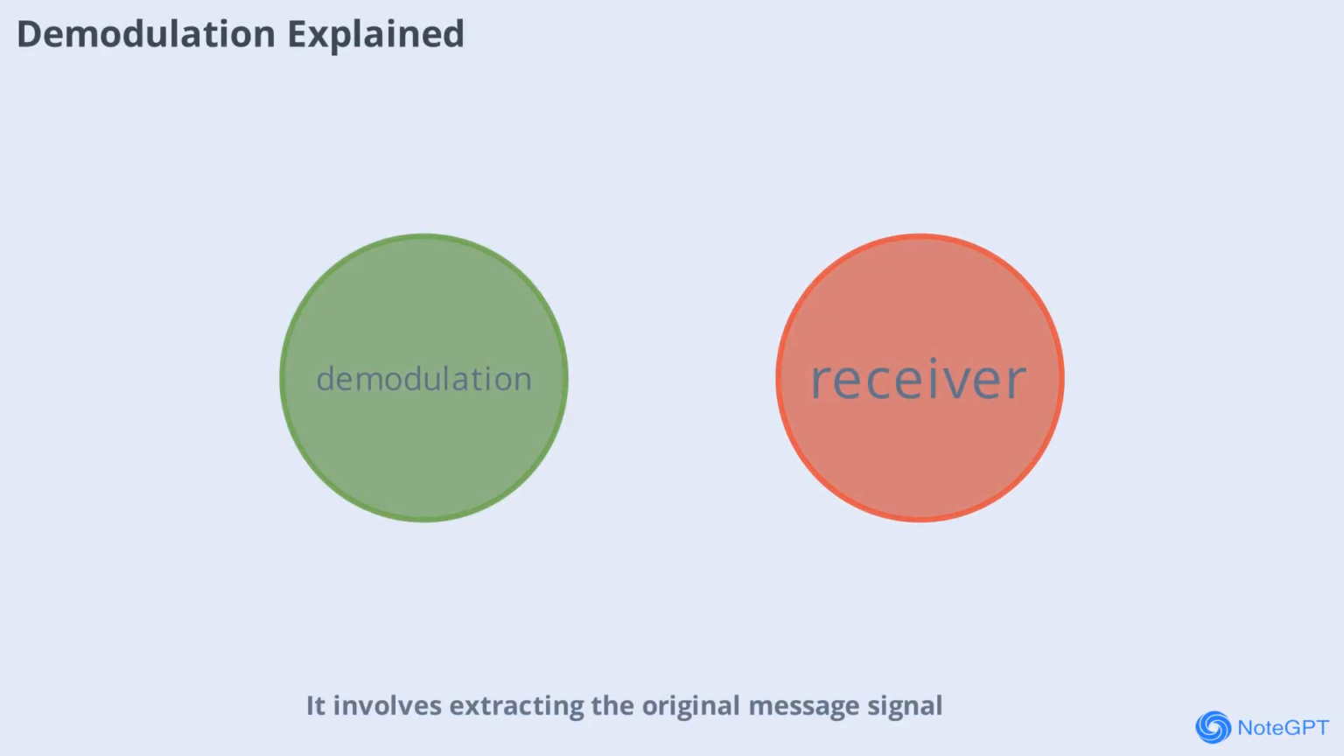Demodulation is the reverse process of modulation. It involves extracting the original message signal from the modulated carrier at the receiver's end. Demodulation is just as important as modulation, ensuring that the transmitted information is accurately recovered and understood. Different demodulation techniques are used depending on the modulation scheme employed.